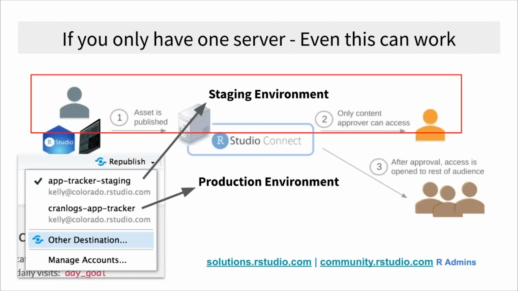If you only have one server at your disposal, in a pinch, even something like this can work. You can have the same piece of content be published to two different destinations on a single RStudio Connect box, and have one destination be reserved for production, while the other destination is reserved for testing, staging.